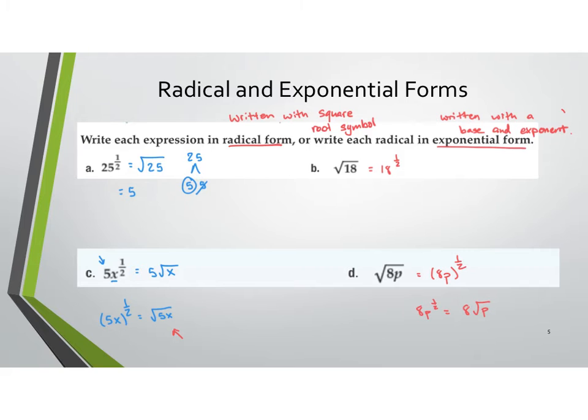If you're thinking back to that checklist I gave you at the beginning of the video, I said there were 3 topics. The first one was radical and exponential forms, being able to write them in radical form or being able to write something in exponential form. And now we're going to move on to nth roots.